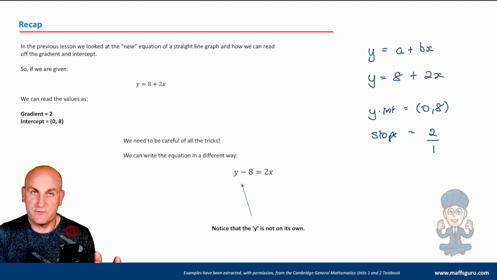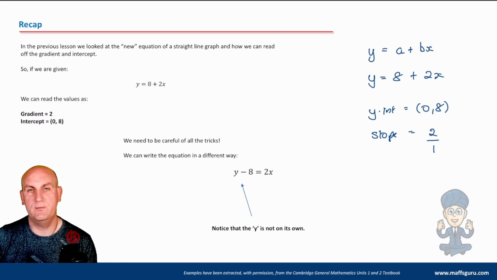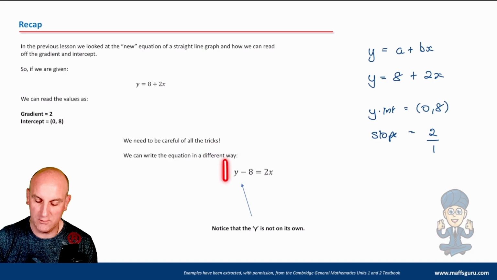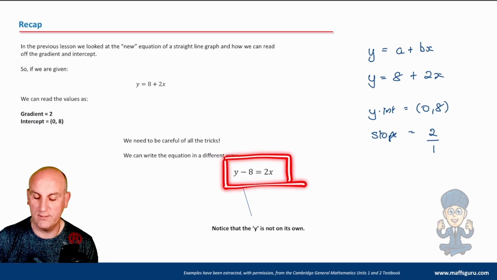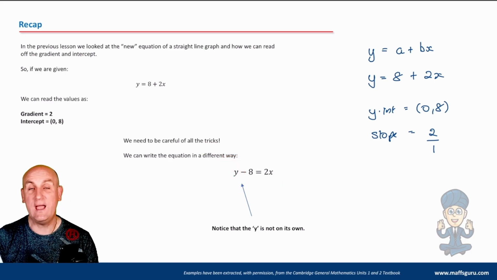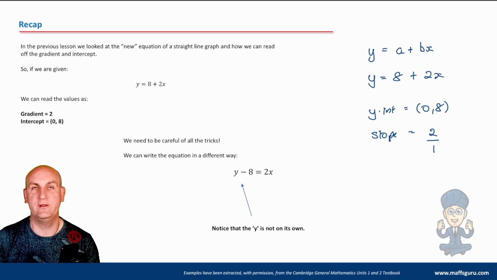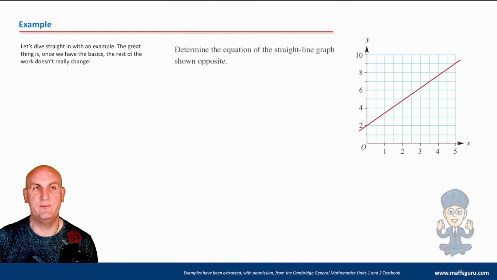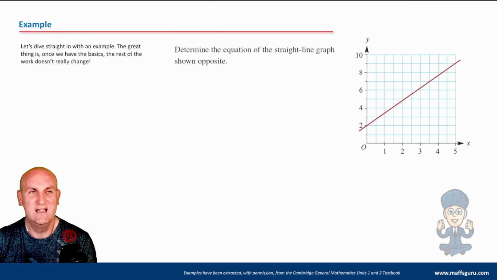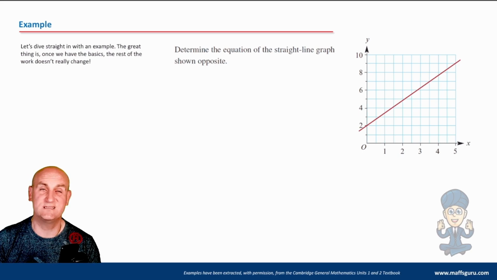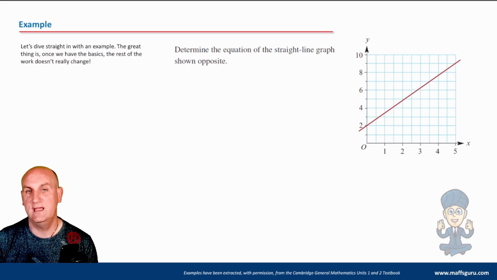A lot of this stuff is to remember, so put it in your summary book. But again, we will try and trick you. If we write it like this, when the y is not on its own, you have to get that y on its own by using some manipulation, which you would have done in a previous chapter. So let's get on with an example. The great thing is once we have the basics, the rest of the work really doesn't change. I can't see how they would make it any more difficult.